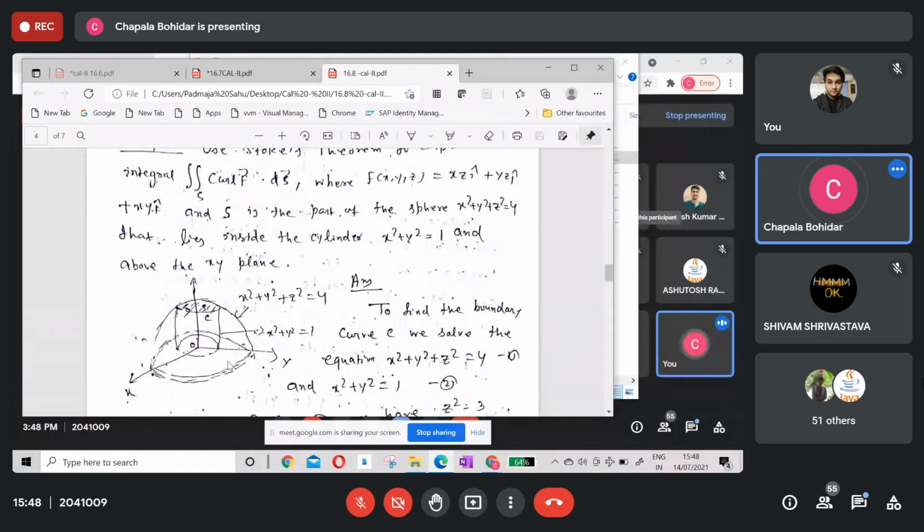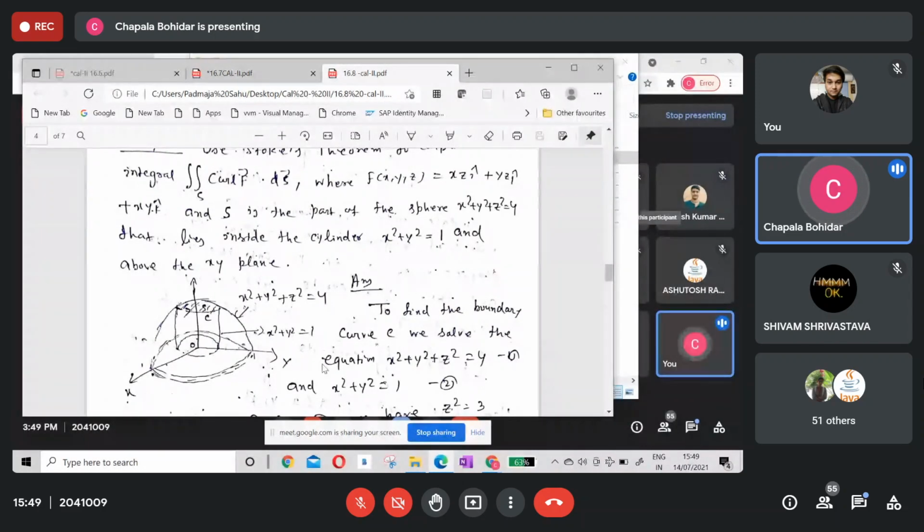You see the figure. Above the xy plane, this is your cylinder, and this is the part of the sphere that lies inside the cylinder. Here you see this portion lies inside the cylinder. This is your sphere x square plus y square plus z square is equal to 4, and the circular cylinder x square plus y square is equal to 1.